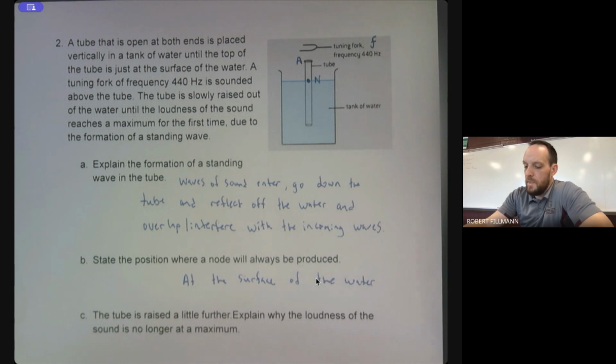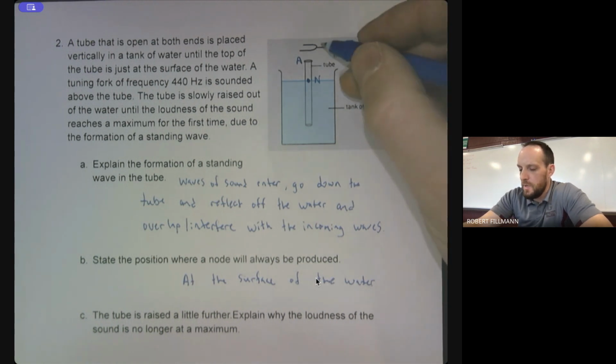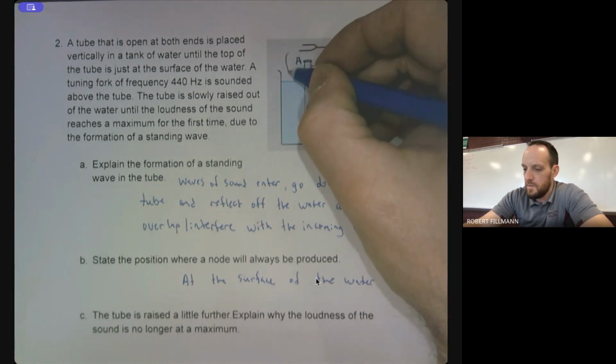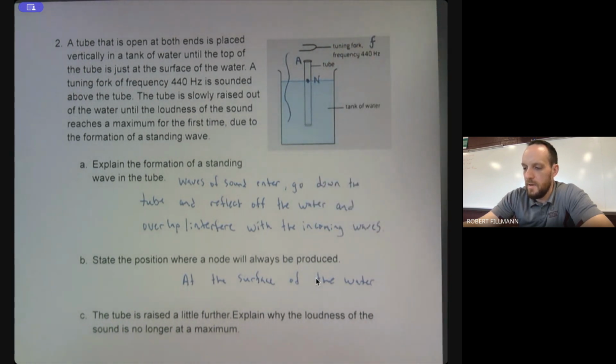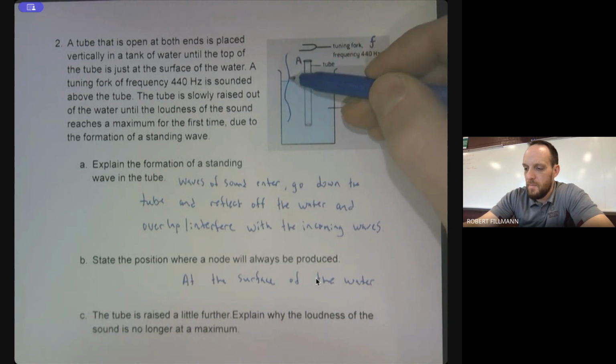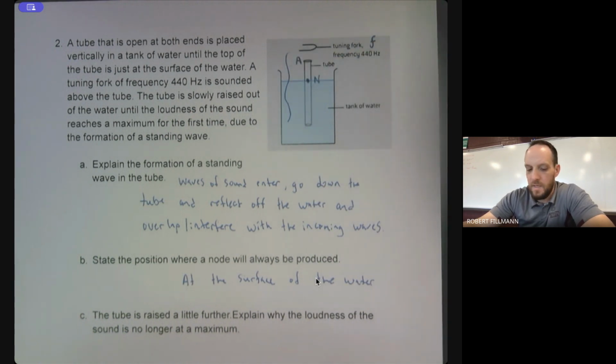The tube is raised a little further. Explain why the loudness of the sound is no longer at a maximum. Well, the sound waves are coming out of this tuning fork, and we have a fixed frequency and a fixed speed of sound. So these waves have a certain length to them. And as these waves come down, only if the length of the tube matches up with the right length of the waves will we get a standing wave.